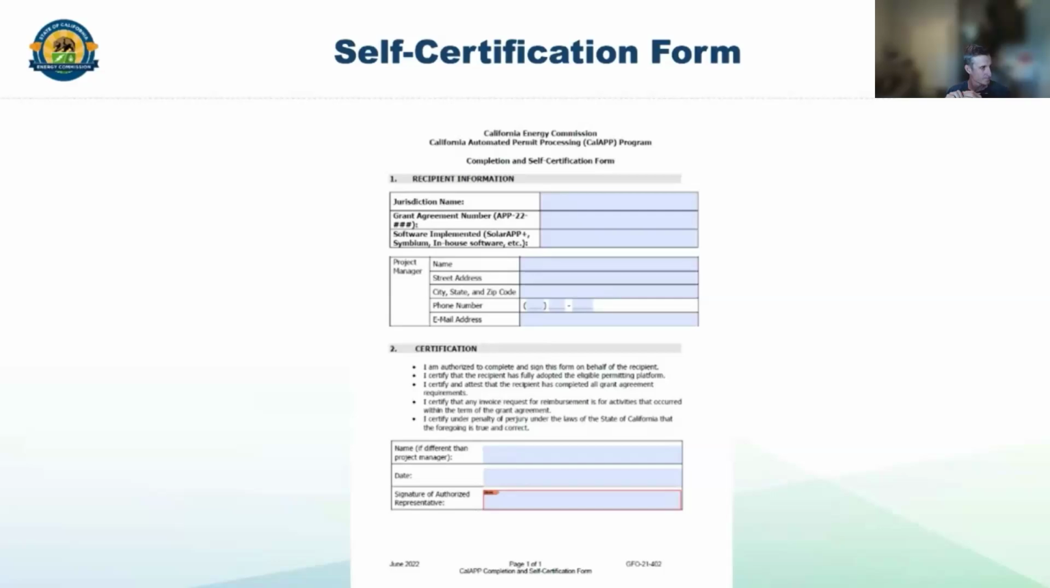The third form to complete is the self-certification form. Here you will indicate which automated online permitting software has been fully adopted by the jurisdiction. Next, you will certify that the platform is eligible for reimbursement and that all reimbursement activities have occurred within the grant term. Note here, CalAPP Plus and Symbian are eligible. A custom platform will need further verification by the CEC. An electronic or wet signature are both okay.